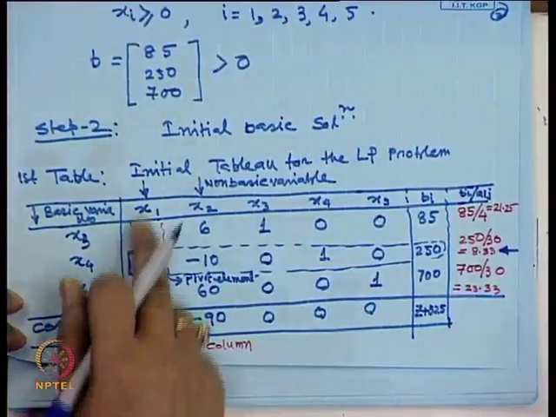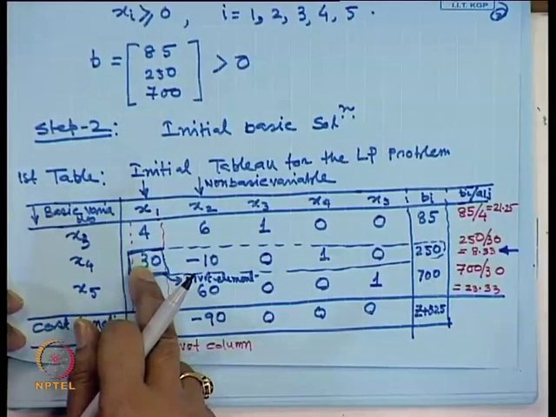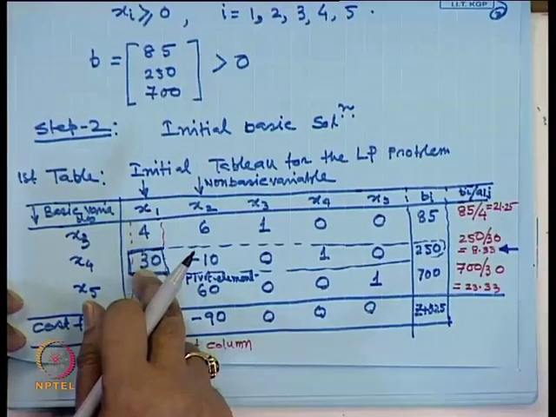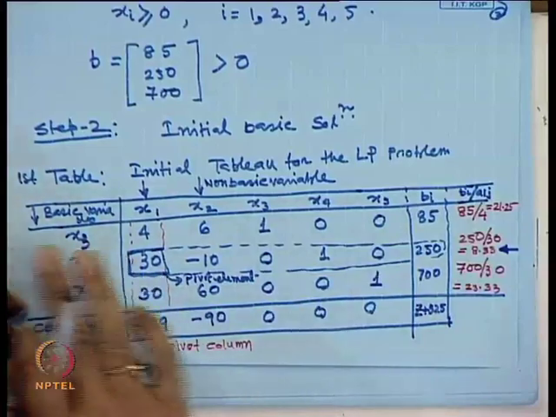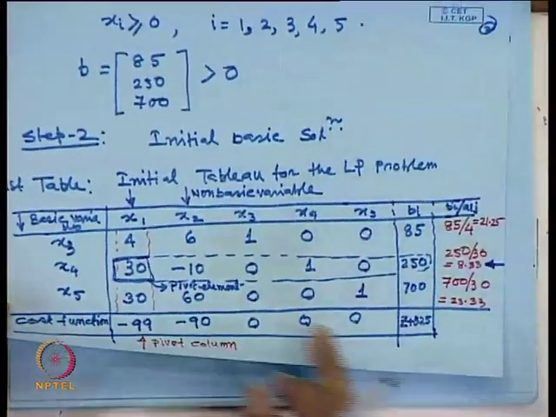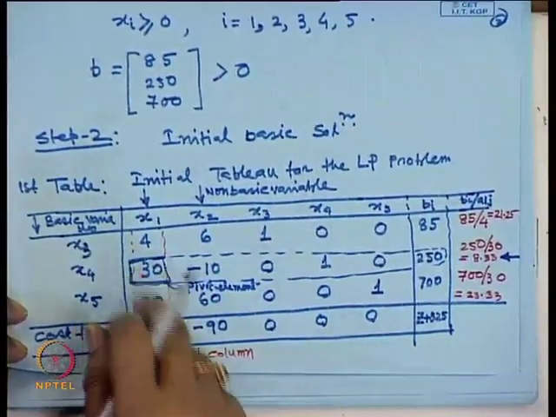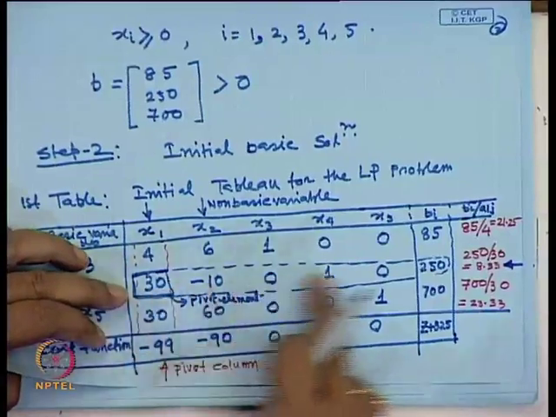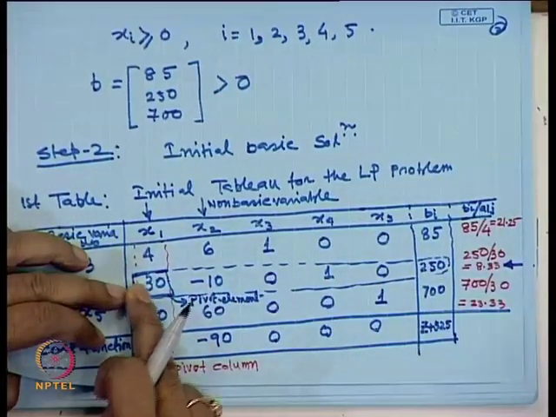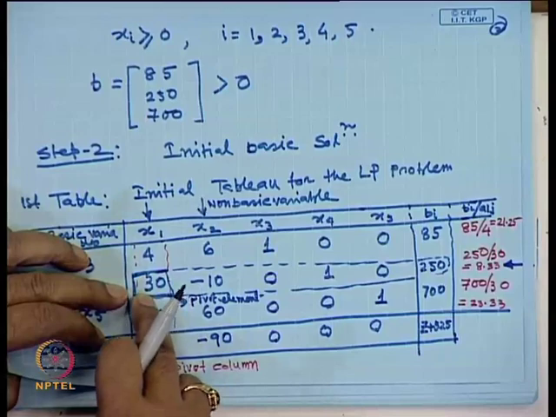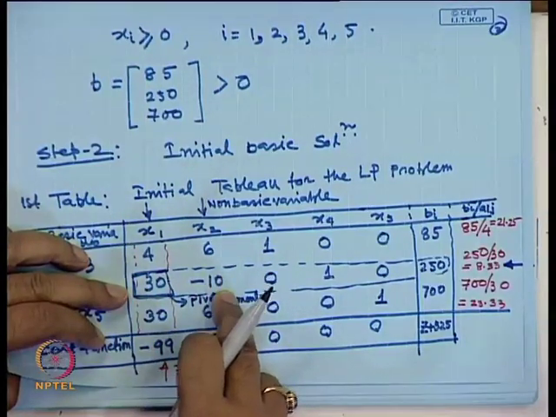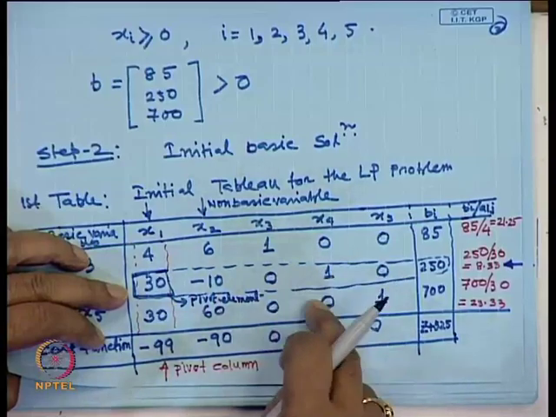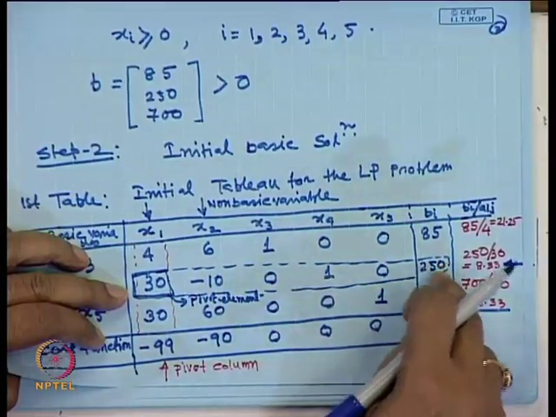Now, this is a basic variable, x1 is a basic variable. So, that coefficient must be 1. What does it mean? That whole equation I am dividing by 30, I am scaling by 30. So, if you scale the whole equation by 30, 30 by 30, 1, minus 10 by 30, 0 by 30, 1 by 30, 0 by 30, 250 by 30.